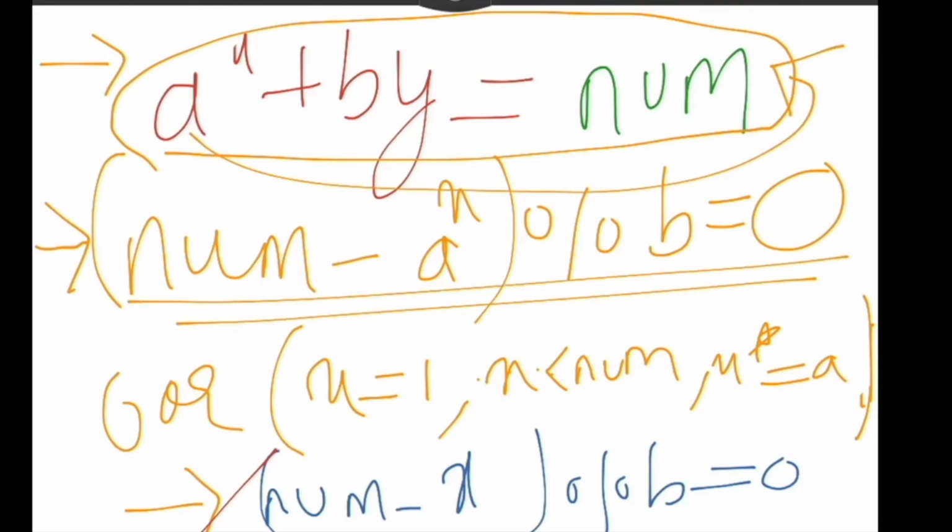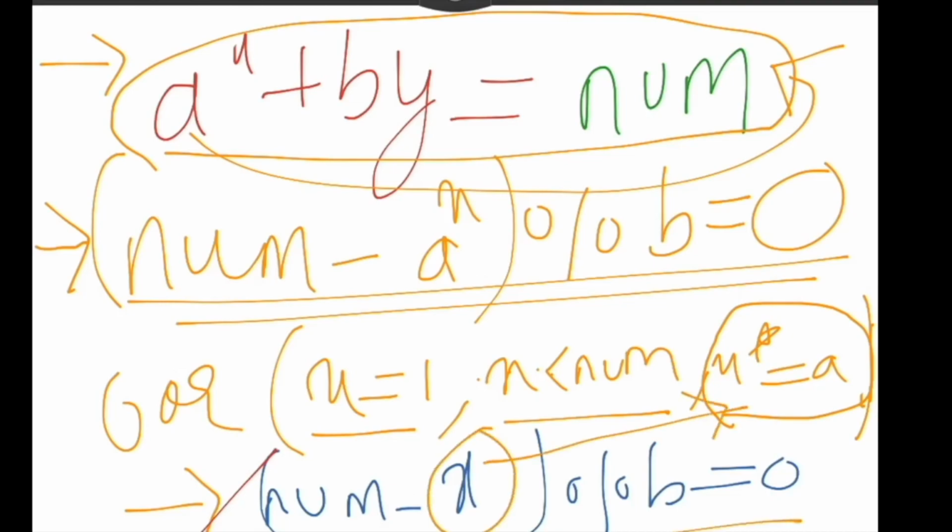So how can we check whether this condition is true? We can run a loop from x equal to 1 while x is less than num, and we can multiply our x by a every time, right? So this will generate every power of a. And then basically we can check that (num minus x) modulo b equals 0, because x here would be a to the power some number, right?